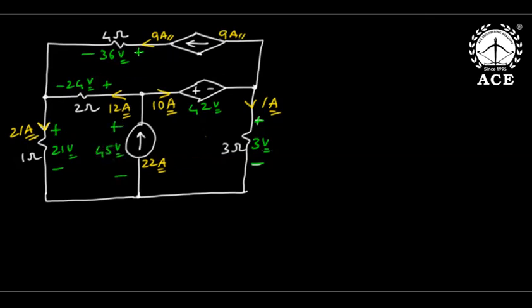And for this also you write a KVL. Minus 42 plus 24 and minus 36. Minus 42 minus 36 is minus 78. Minus 78 plus 24 is plus 54. So this will be plus 54. All voltages also I got. By using KCL and KVL, I got all the voltages and currents.